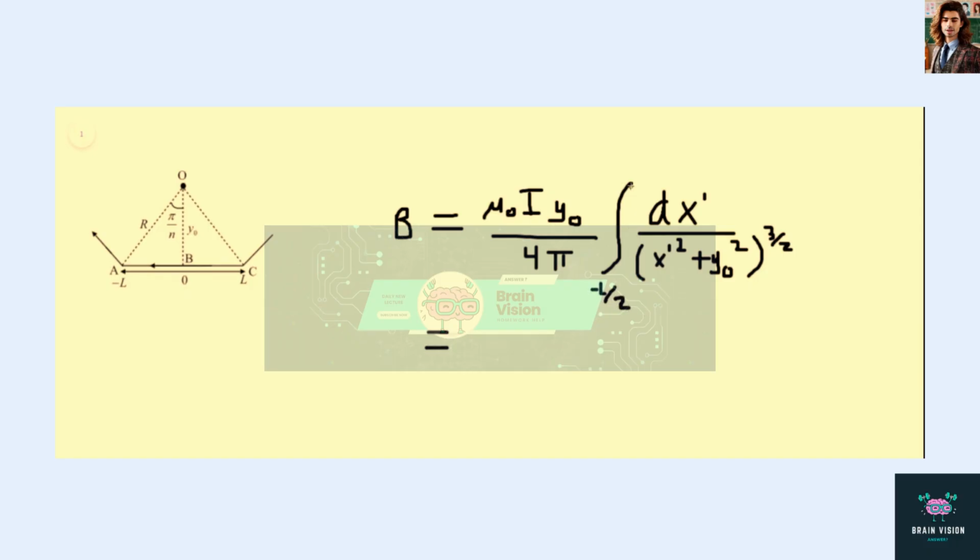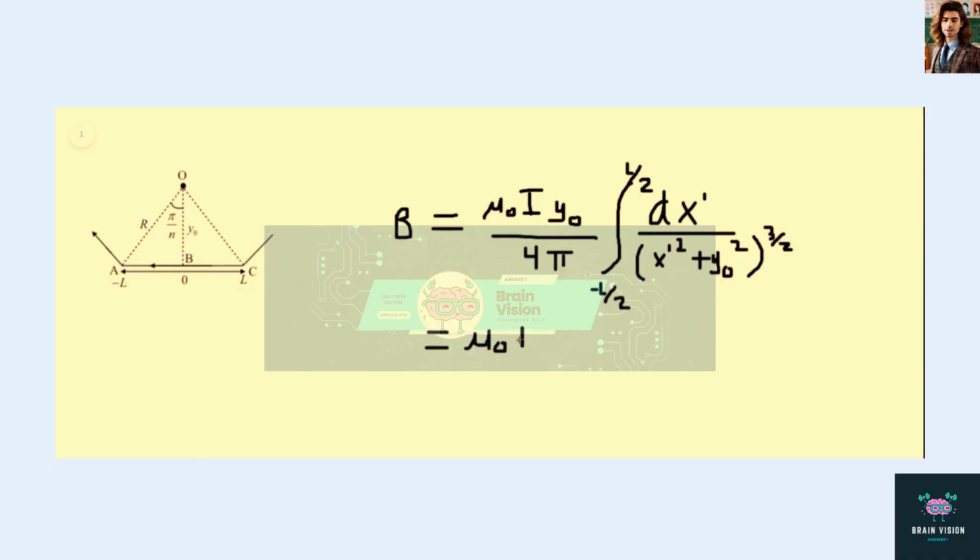Oh, and by the way, what are we integrating over? We're integrating from minus L over 2 to L over 2, because each side of that polygon has length L, but we break it in half, because y naught is the distance from the halfway point all the way to the origin. So we're breaking it in half to get this right triangle here. So we go ahead and carry out that integral by using an integration table.